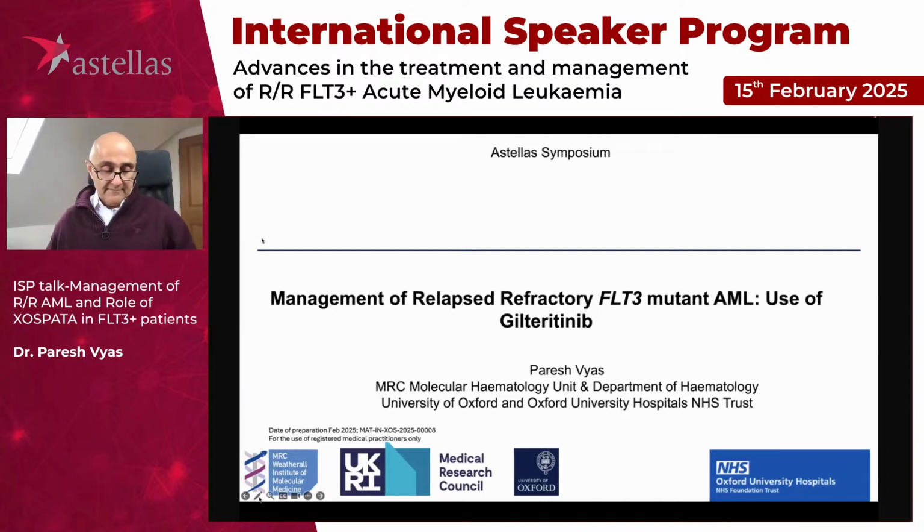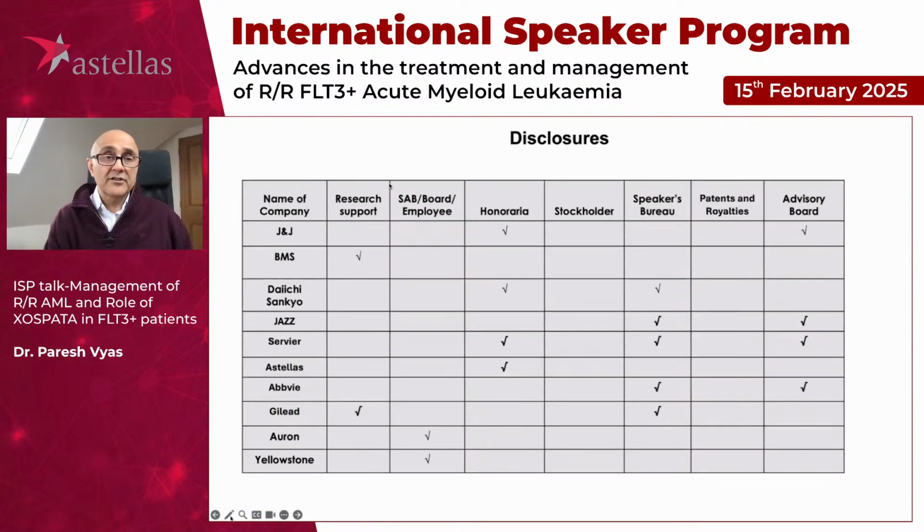I'm sorry, there was a confusion about the timing. I'd like to thank the organizers for asking me to speak. My name is Paresh Vyas. I'm a clinician who looks after patients with acute myeloid leukemia. I plan clinical trials for the United Kingdom and Europe, and I work very closely with colleagues in the United States. Today, we're going to talk about the management of relapsed refractory FLT3 mutant AML, and specifically the use of Zospata or gilteritinib. The next slide just shows my disclosures.